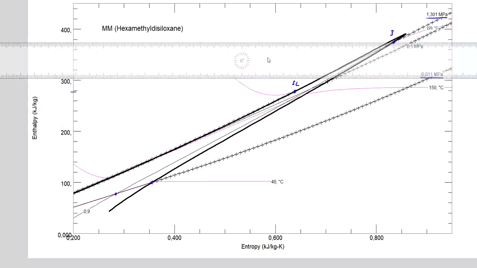And for the saturated vapor at the expander inlet, we get 375.6.